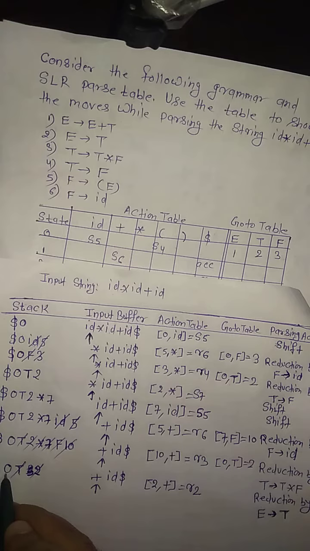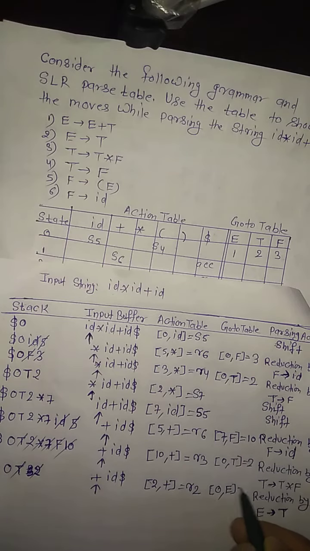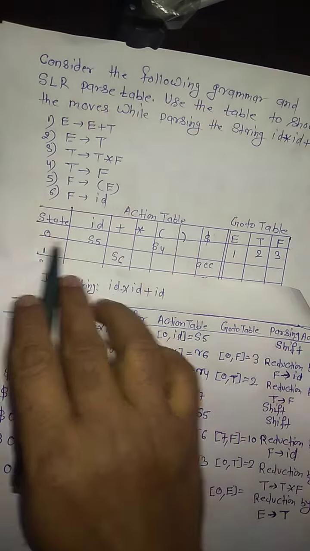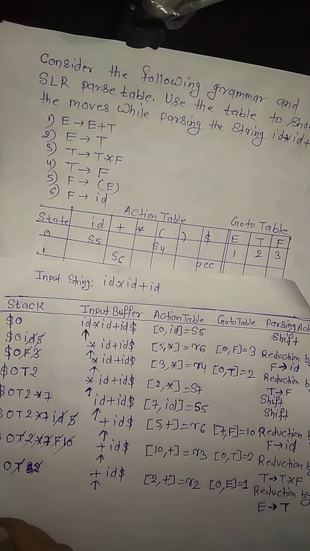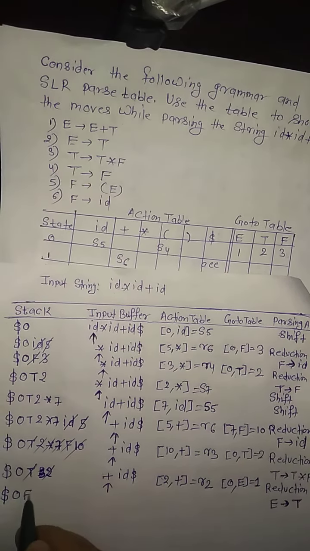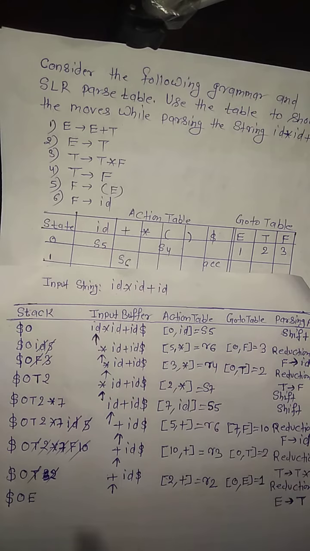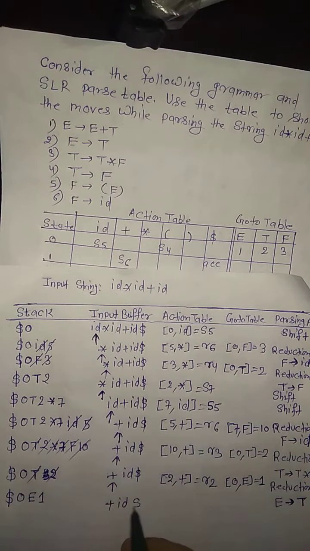So what is the top of the stack here? 0. After popping the 2 symbols, we get 0 on the top of the stack. Now you write the goto table column 0 comma, and what is the head symbol of this production? Capital E. So 0th row and E column we have 1. So write here 1. Now on the top of the stack, 0, you push the head of this production, so capital E, and whatever number you get here, so 1, you write here 1, and plus id and dollar.